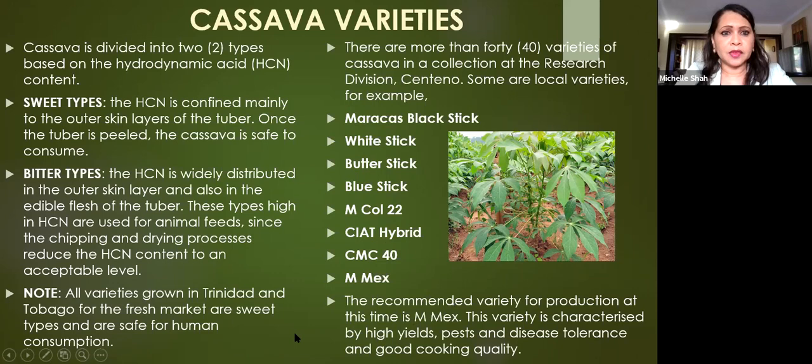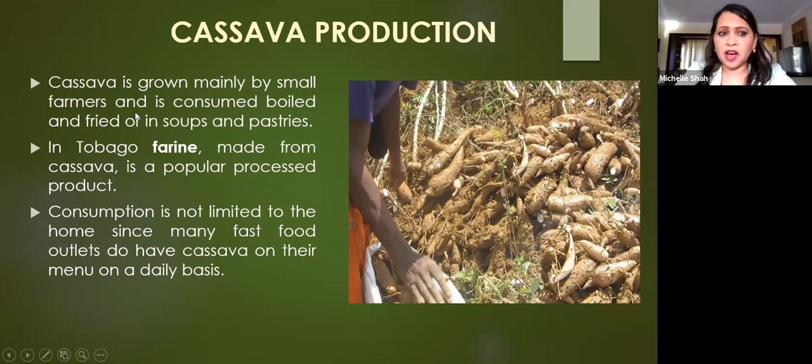Cassava production. Cassava is grown mainly by small farmers and is consumed boiled and fried, in soups and pastries. In Tobago, farine is made, and it is a popular processed product. Consumption is not limited to the home, since many fast food outlets do have cassava on their menu on a daily basis.